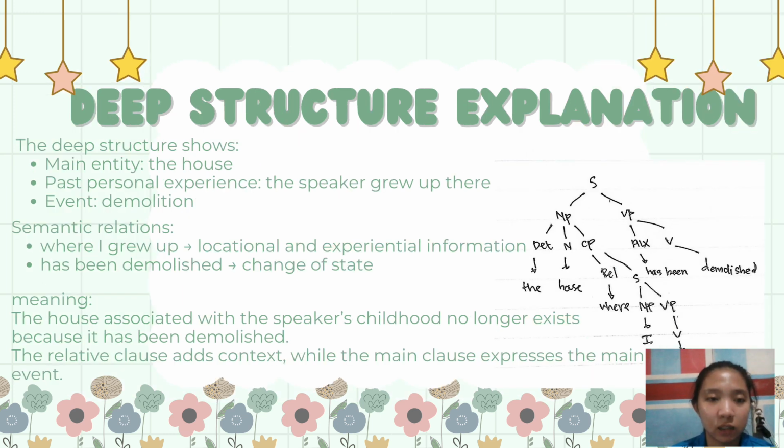Deep structure explanation. The deep structure shows that the main entity is the house, a past personal experience as the speaker grew up there, and the event is demolition. For the semantic relations, where I grew up is the location and experiential information, and has been demolished is a change of state. The meaning is the house associated with the speaker's childhood no longer exists because it has been demolished. The relative clause adds context, while the main clause expresses the main event.